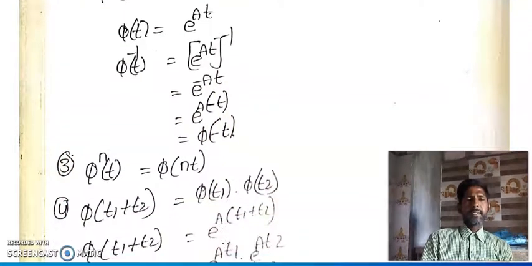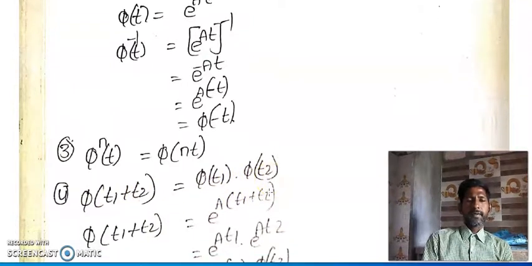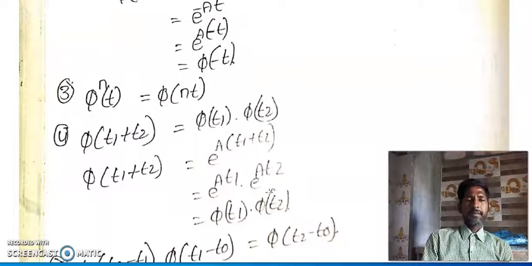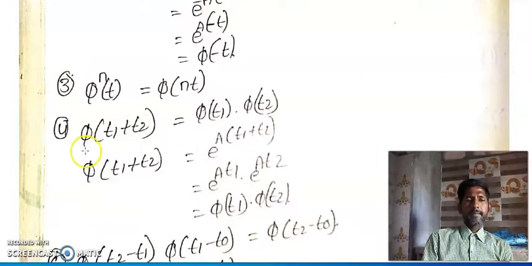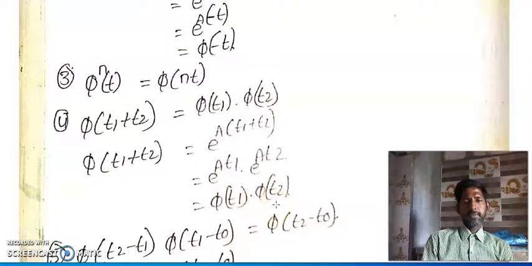Property 3: pi power n of t is equivalent to pi of nt. Property 4: pi of t1 plus t2 equal to pi of t1 into pi of t2. The proof: let pi of t1 plus t2 equal to e power A into (t1 plus t2). This can be split as e power A t1 into e power A t2, which can be written as pi of t1 into pi of t2.